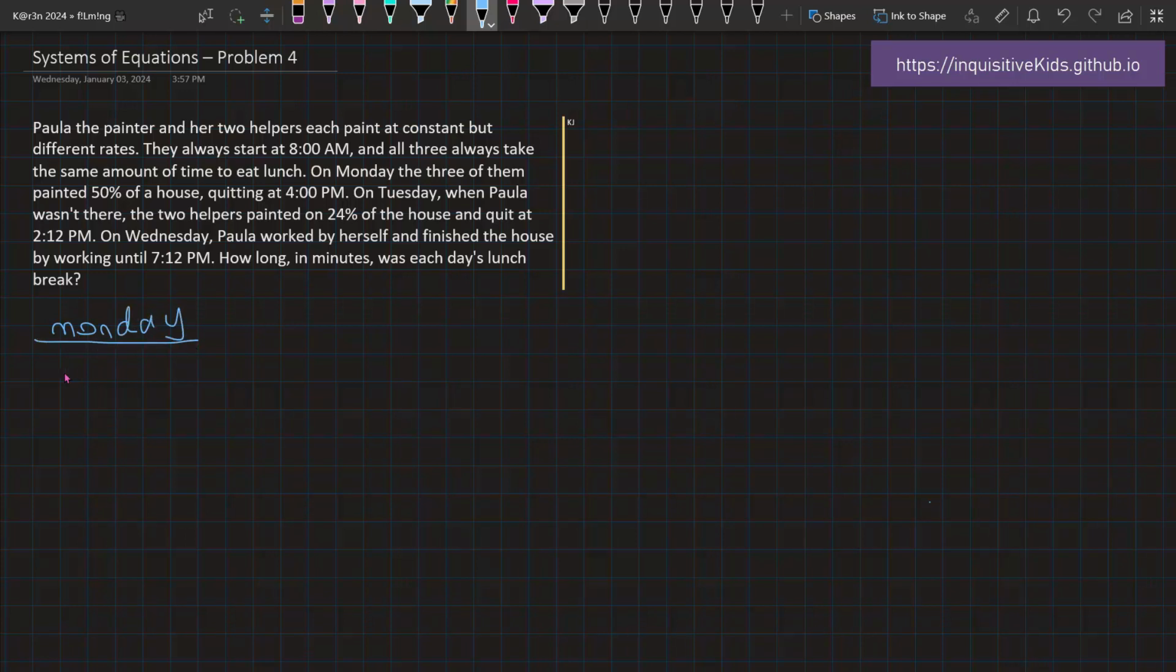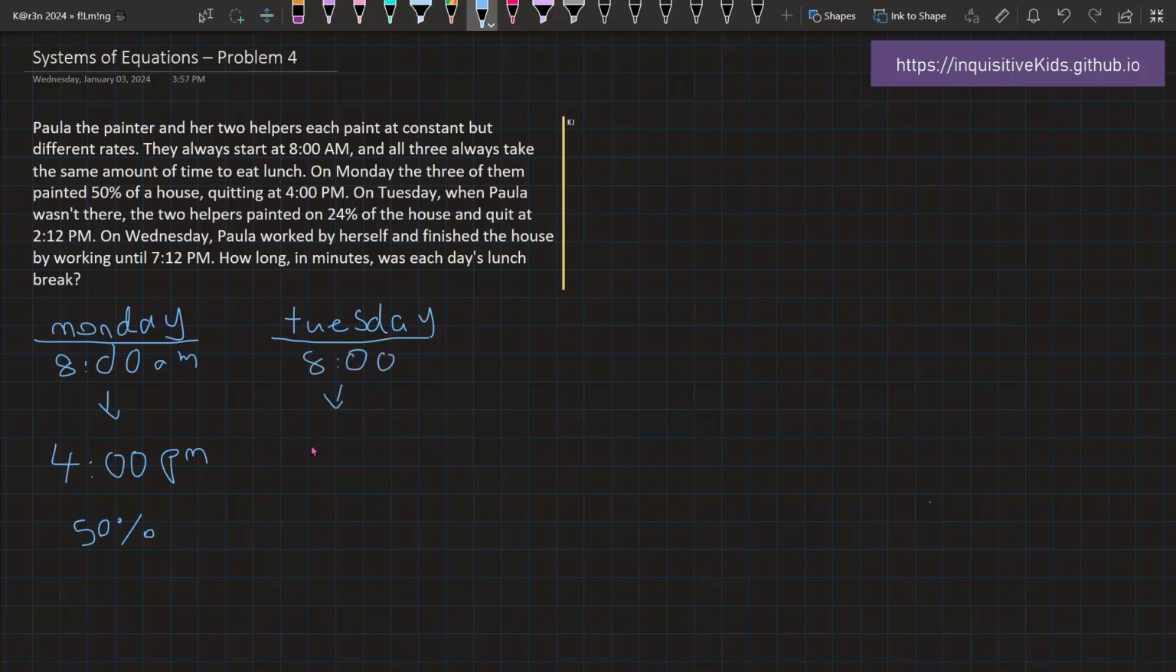They start at 8 a.m., and then they go all the way until 4 p.m. So they were working for a total of 8 hours. They got 50% done. On Tuesday, when it was just the helpers, they started from 8 a.m. all the way to 2:12, and they got 24% done.